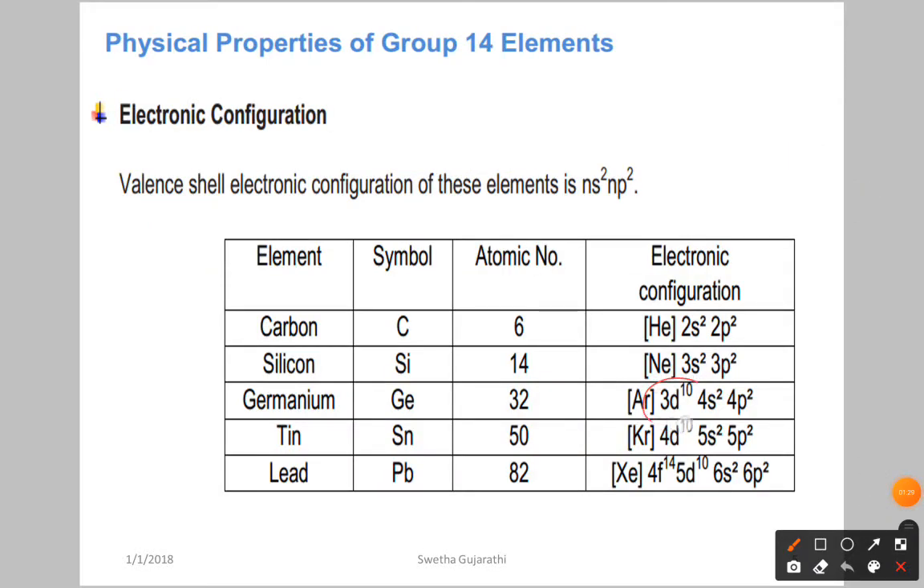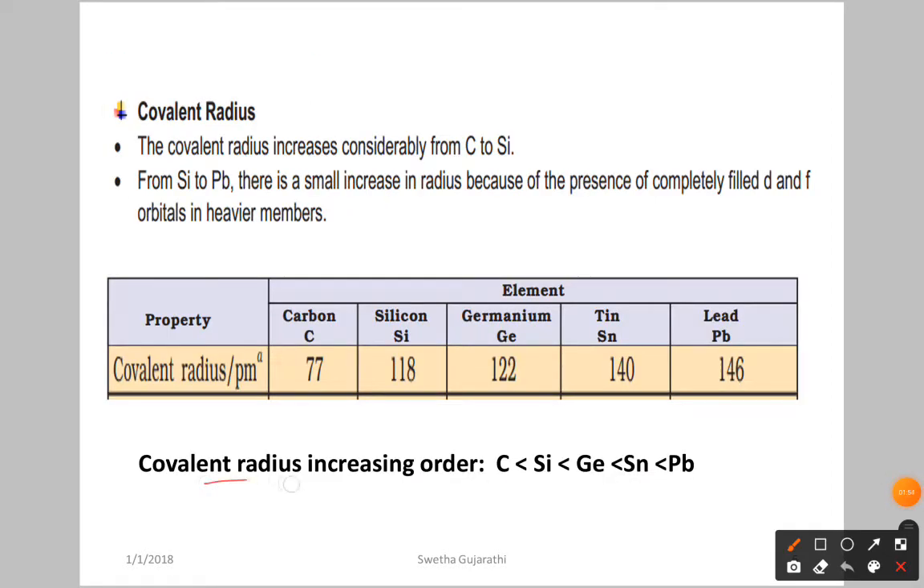From germanium, tin, lead onwards we have the d orbitals, and in the case of lead we have f and d orbitals. Because of that there is an increase, but not that much. Why? Because of the poor screening effect of d and f orbitals, they pull the outermost electrons towards the nucleus, so the size does not increase much. Here you can see the covalent radius increasing order.